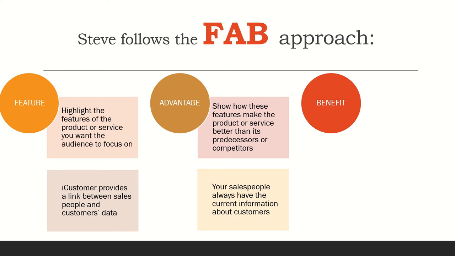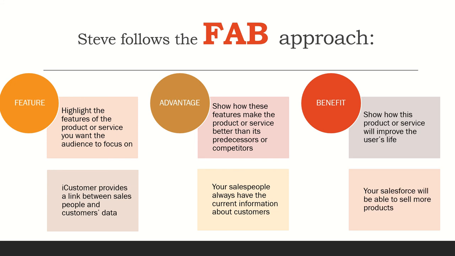For advantage, show how these features make the product or service better than its predecessors or competitors. So in the conversation, it says your salespeople always have the current information about customers. For benefit, show how this product or service will improve the user's life. So here, in the conversation, it says your sales force will be able to sell more products.